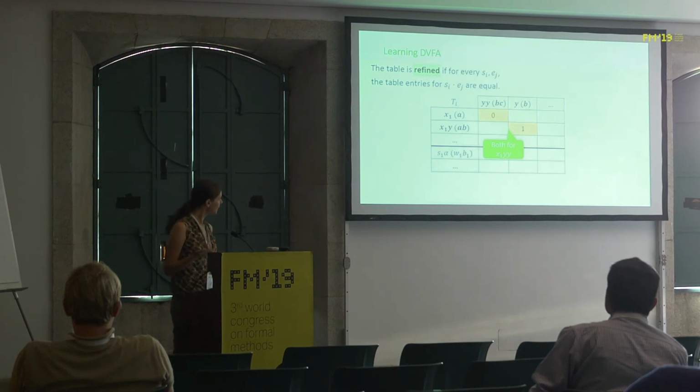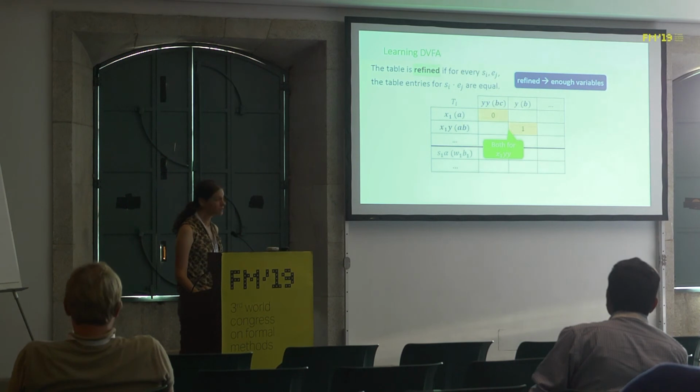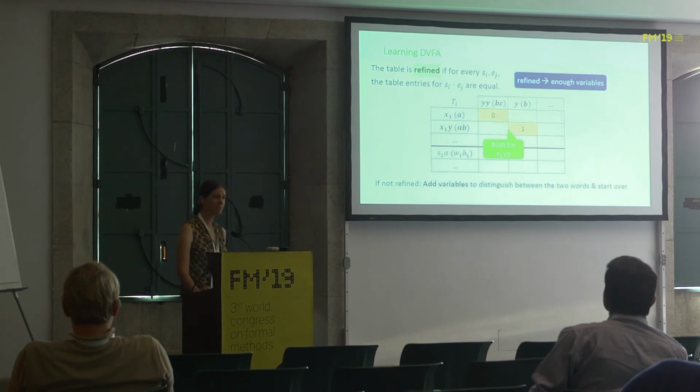And in the second row, we have x1, y, and in the column, we have y. So the concatenation is the same, x1, yy. And in this case, the concrete word that the algorithm assigned is ABB, and that is in the language. So we have inconsistency for x1, yy in this case. Now, this means that we didn't use enough variables. So what we do in this stage in the algorithm, if the table is not refined, we simply add variables to distinguish between the two words.